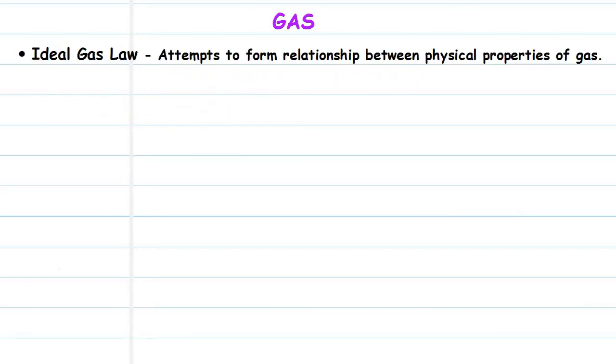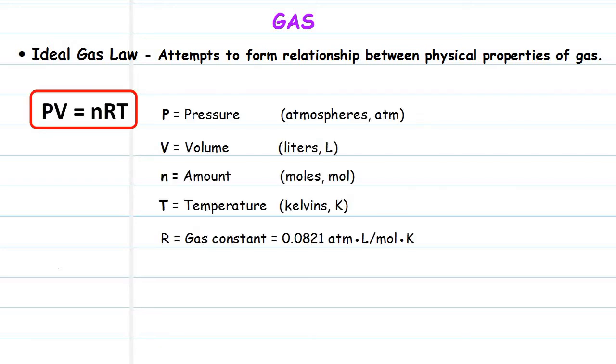The ideal gas law attempts to form a relationship between physical properties of gas, and that results in the formula PV equal to nRT. P, V, and T are physical properties of gas. Let's take a look at the formula a little more carefully. P is pressure in atmospheres, or ATM. V is volume in liters. N is the amount of gas in moles. R is the gas constant. And T is temperature in kelvins.